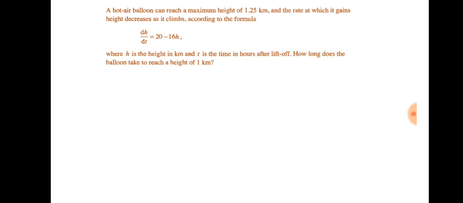A hot air balloon can reach a maximum height of 1.25 kilometers, and the rate at which it gains height decreases as it climbs. According to the formula, dh over dt equals 20 minus 16h, where h is the height in kilometers and t is the time in hours after liftoff. How long does the balloon take to reach a height of 1 kilometer?